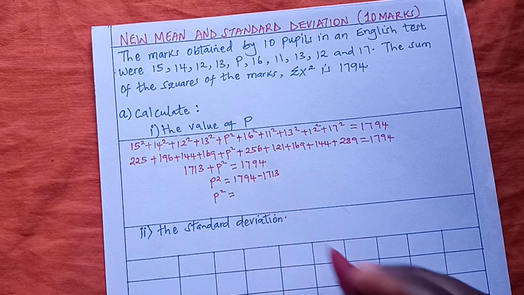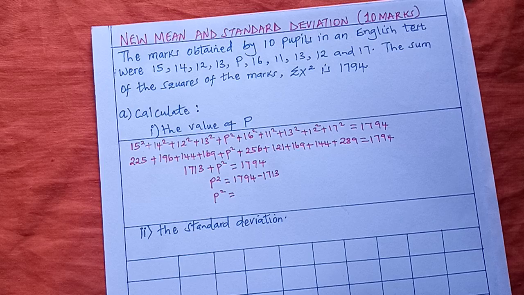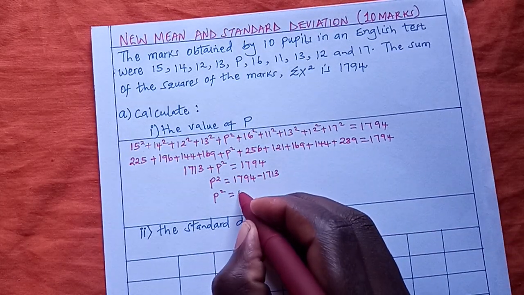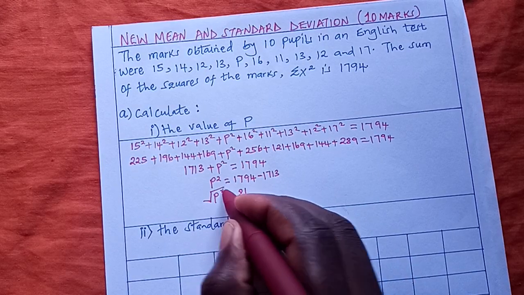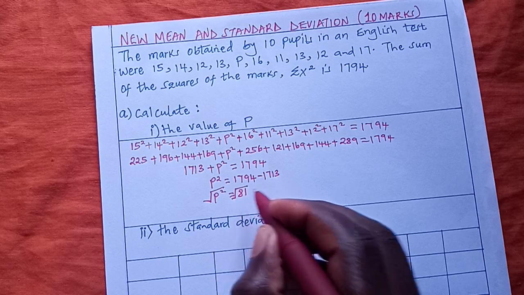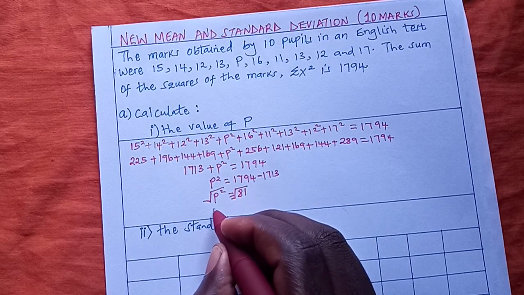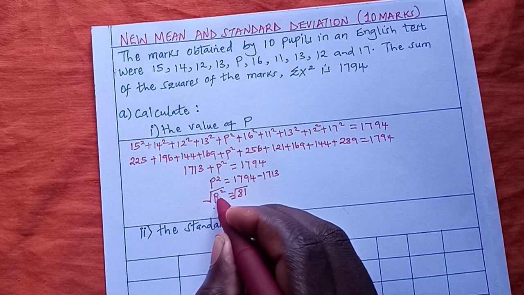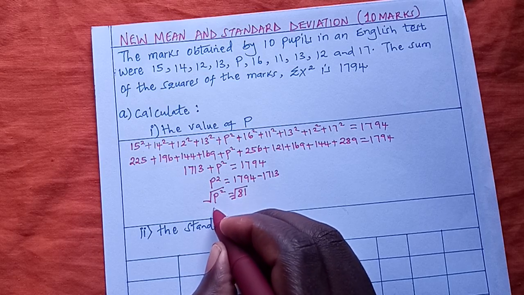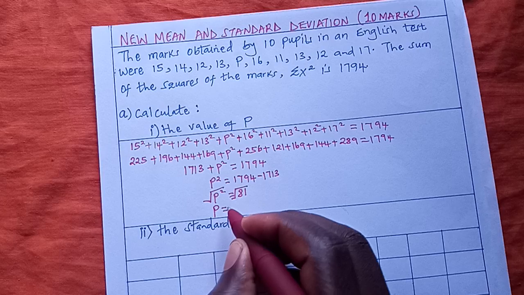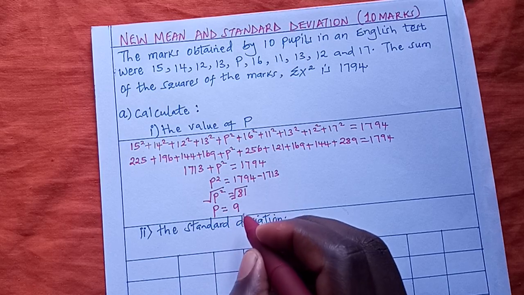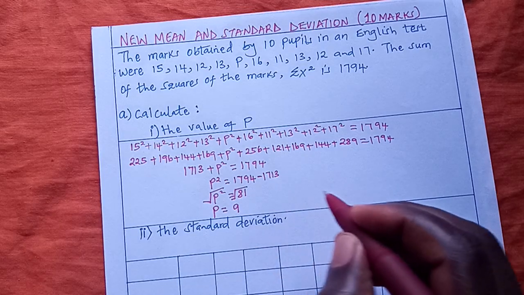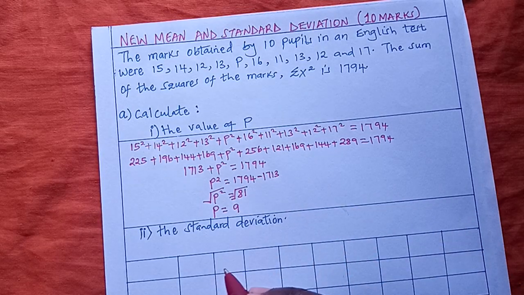Now our P squared is equal to the difference. Let me press this in my calculator. The difference is 81. If we find the square root of 81, on the other side the square root of P squared will give us P, and the square root of 81 is 9. So the value of P is 9. Therefore, we say P is equal to 9.